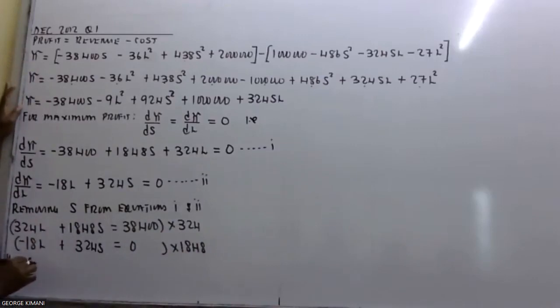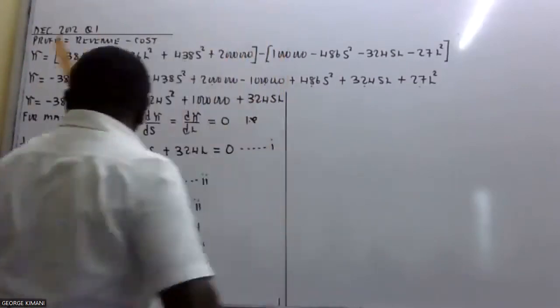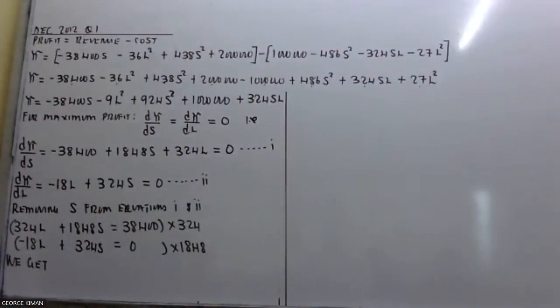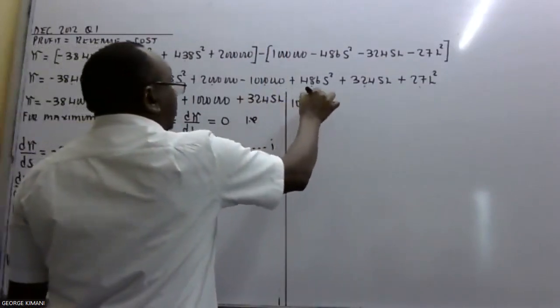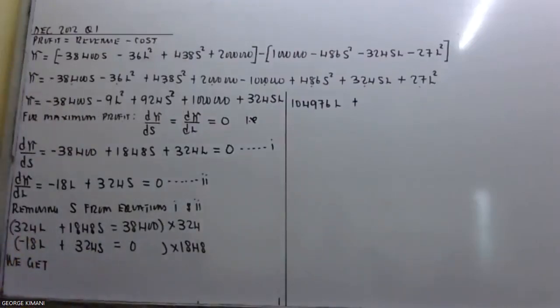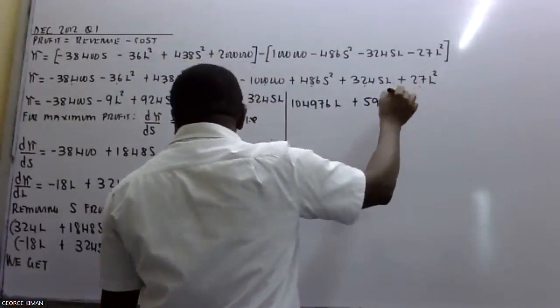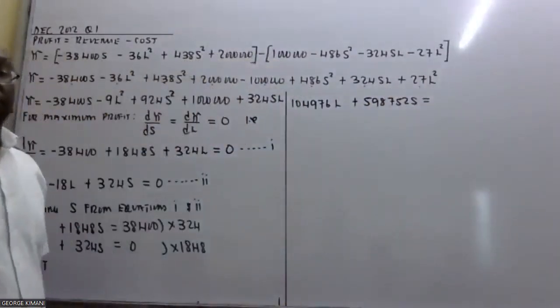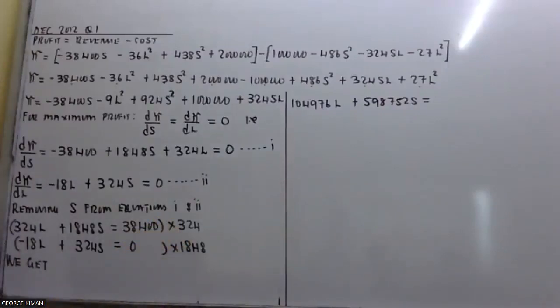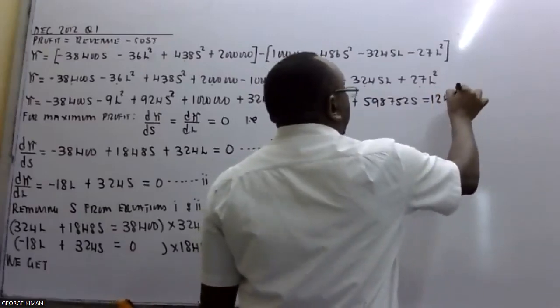When you do that, we are going to get, for calculator, you give me those figures. 324 times 324 is 104,976 L, plus 1848 times 324 is 598,752 S, should be equal to 38,400 times 324, which is 12,441,600.